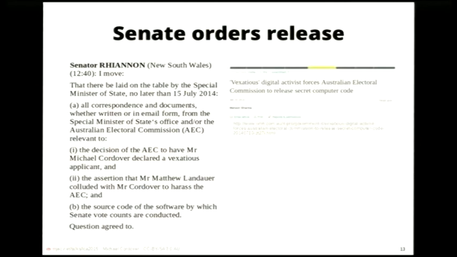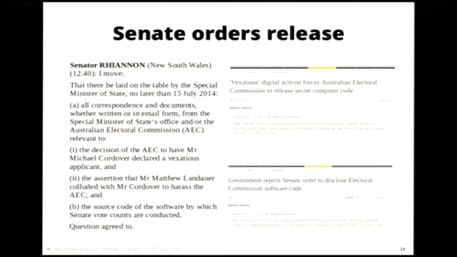So the next thing that happened was Senator Lee Rhiannon from New South Wales moved that the material be disclosed directly to the Senate. So this is a power that the Senate has to compel ministers to provide documents to the Senate. And as you can see there, the motion was to, within 1 week of the motion, table all correspondence relating to the decision to have me declared vexatious and the source code for the software. So that would have meant that all of this stuff was publicly released. I could withdraw my application. That would be the end of it. This is when I started to get a bit of media attention, which really helped the crowdfunding campaign, so thank you, AEC.